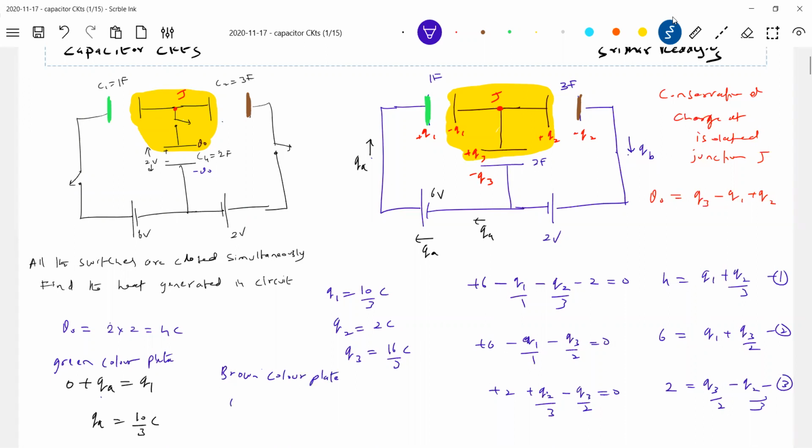Brown color plate. What was the earlier charge? 0. Some charge left. Charge left means you should take negative. And finally, how much of charge? Q2. So therefore, QB is equal to 2 coulomb.